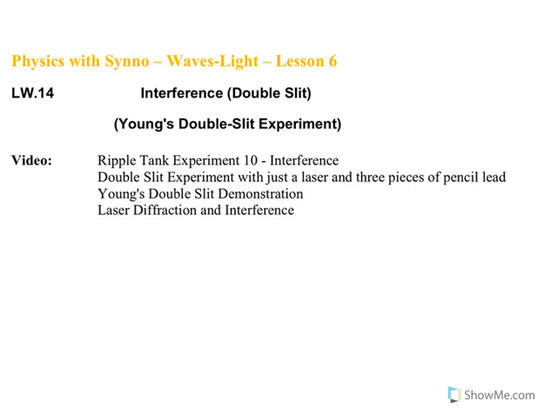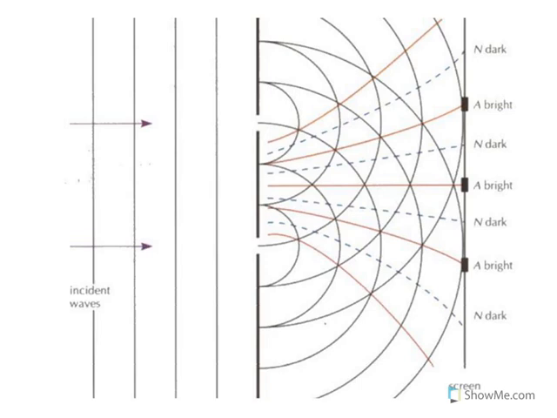So it's quite a famous experiment done by Young. And so he set up a situation where he shone light through some slits, and he observed an interference pattern.